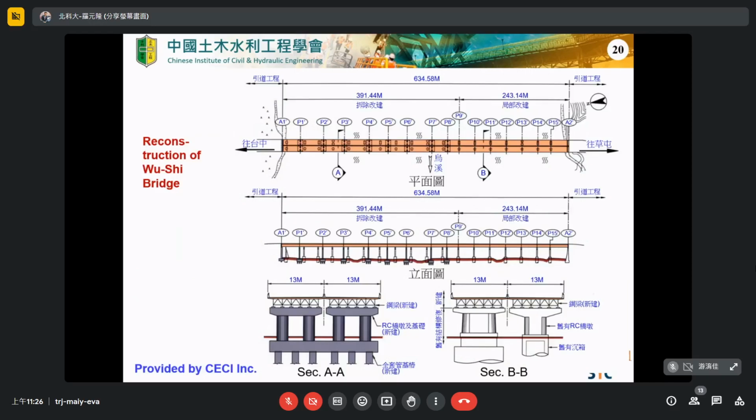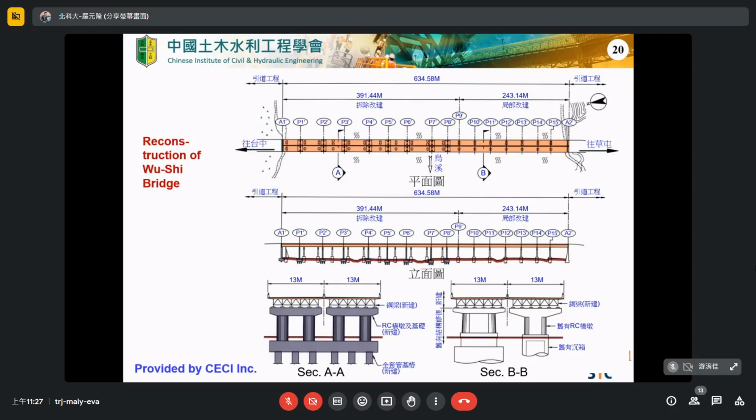Now, this figure illustrates the reconstruction of the Wuxi Bridge. For this part, we just adopted a local reconstruction. However, for this part, because the damage was very serious, we removed all the original bridge and used new bridge piers between the original piers. We used a steel plate girder because it is lighter, so the self weight is less. This gives less burden to the foundation and also decreases the earthquake force.